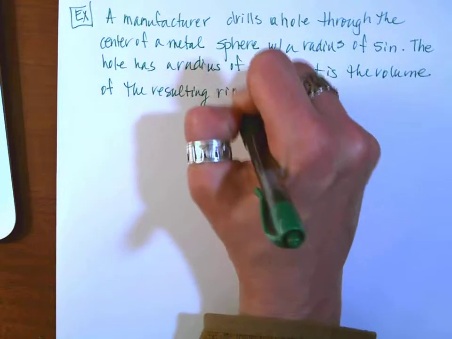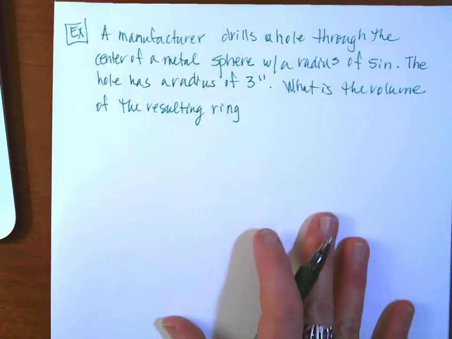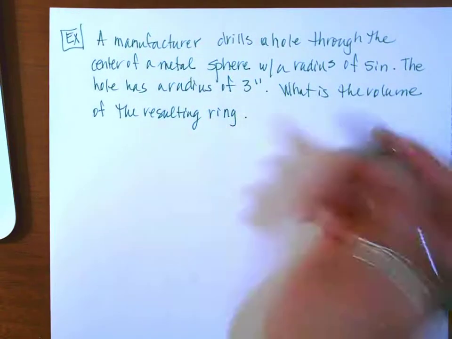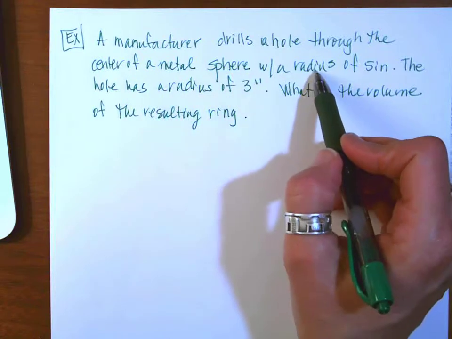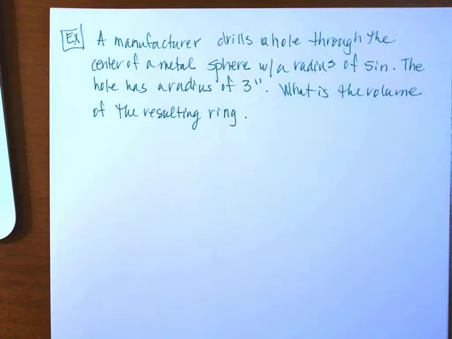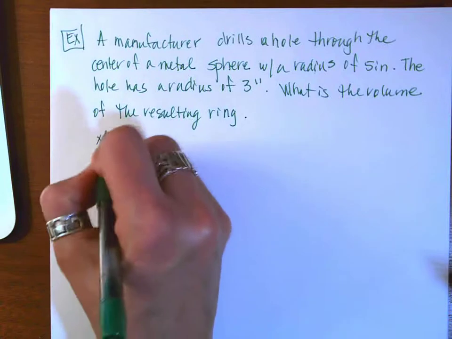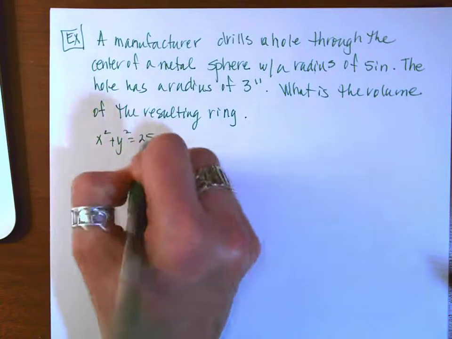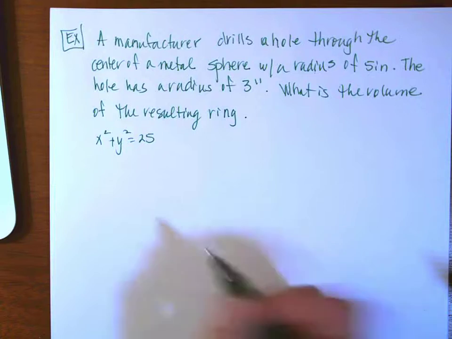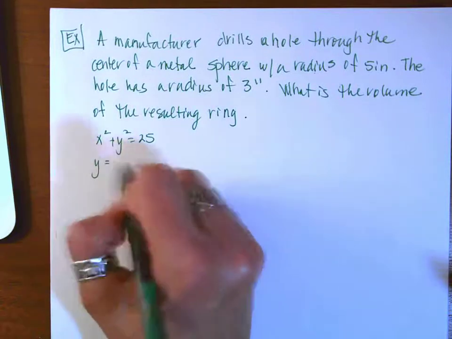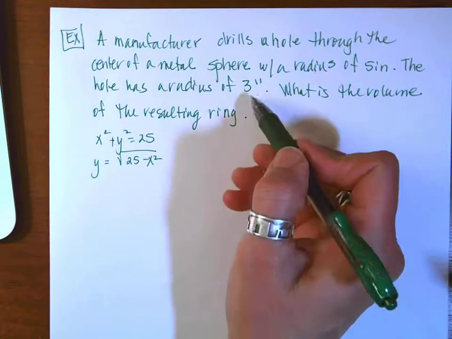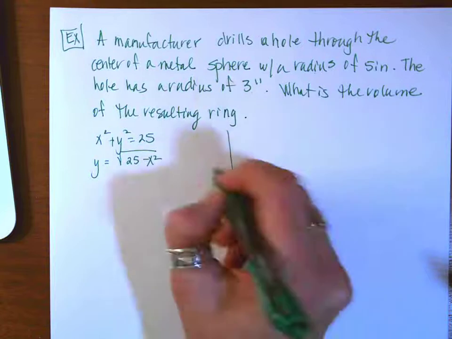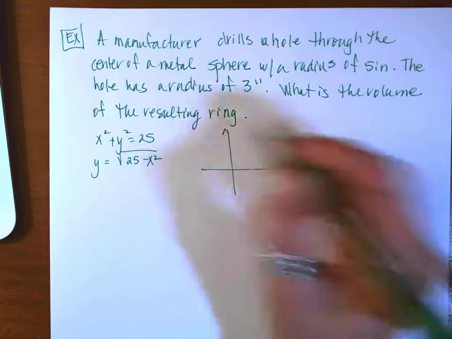And in my head, it doesn't really look like a ring, but it would be kind of like a metal ball with a hole through it. So if we have a sphere and it has a radius of 5, we assume that this is located at the origin. Which means that the equation would be x squared plus y squared is 25, because remember it's the radius squared. I'm going to solve for y, so I'm going to get y is equal to the square root of 25 minus x squared.